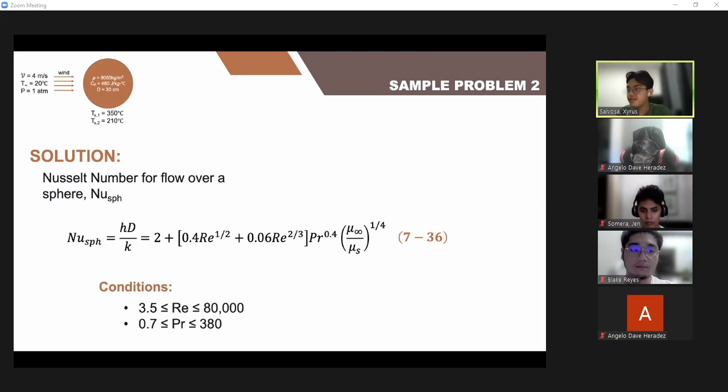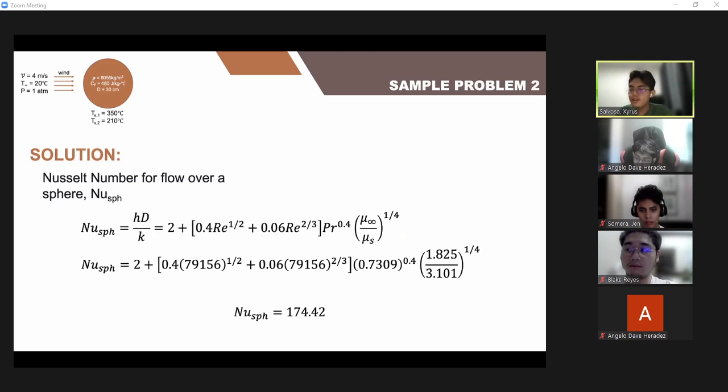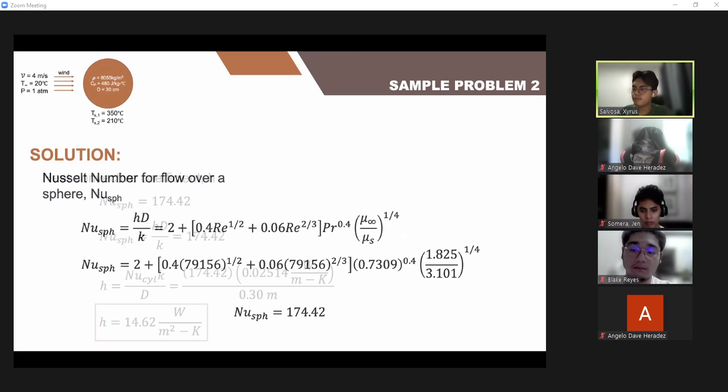On the other hand, the second condition is that the Prandtl number should be between the values of 0.7 and 380. Since our Prandtl number is 0.7309, this condition is also met. Therefore, equation 7-36 is applicable to be used. And take note that this equation also gives a quite accurate result, but can also be off as much as 30%. Substituting the Reynolds number, Prandtl number, the dynamic viscosities to the equation, we get a value of 174.42 for the Nusselt number.